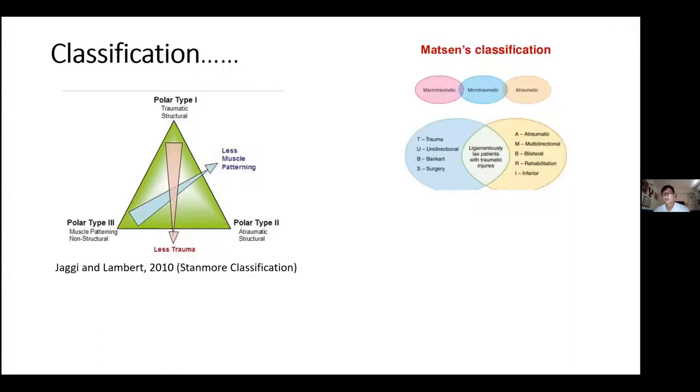There is also the classification by Matsen, which we were reading for quite a long time, that is macrotraumatic, microtraumatic, and atraumatic, and there is some overlap over this etiology. The macrotraumatic type usually requires a Bankart surgery, so they're called TUBS, and the atraumatic are usually due to rotator interval laxity and capsular laxity, and usually are treated by rehabilitation and sometimes by inferior capsular shift.